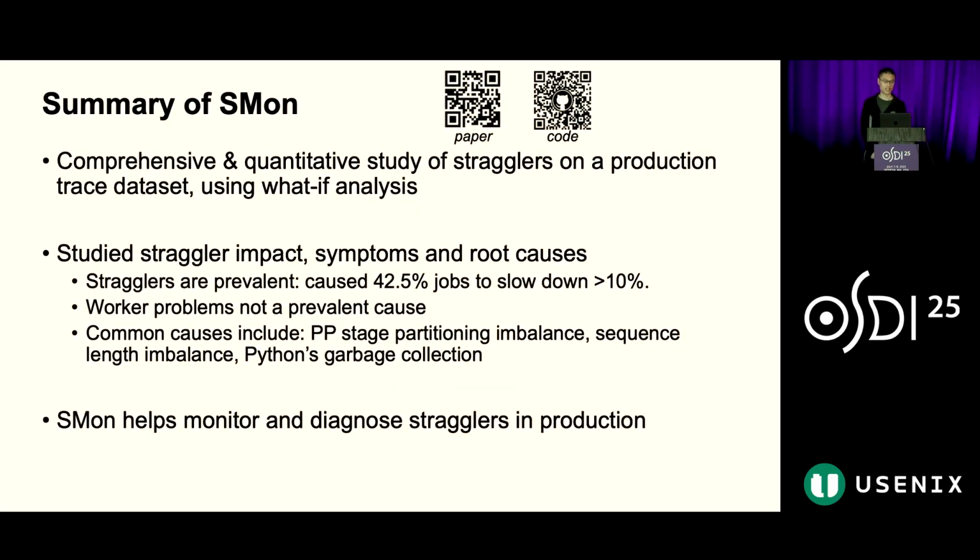So in summary, we present a comprehensive and quantitative study of stragglers on a production trace dataset, which studied straggler impact, symptoms, and root causes. This analysis algorithm has also led us to develop and deploy this monitoring system SMon, which helps us monitor and diagnose stragglers in production. And with that, thank you for your attention.